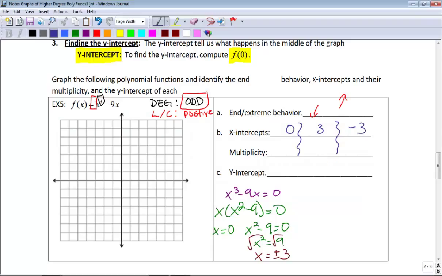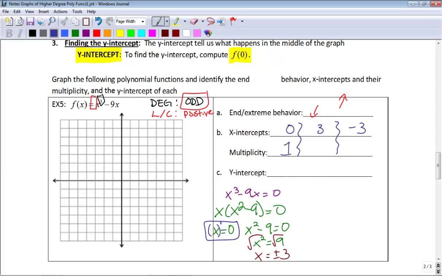Well, now I need to figure out the multiplicity. So how many times is 0 a solution, an x-intercept, for this function? So I need to find its multiplicity. It was only a 0 once, right? Because if I look there, I can raise x to the first power, which means that I have a multiplicity of 1. Well, then 3. What's the multiplicity of 3?